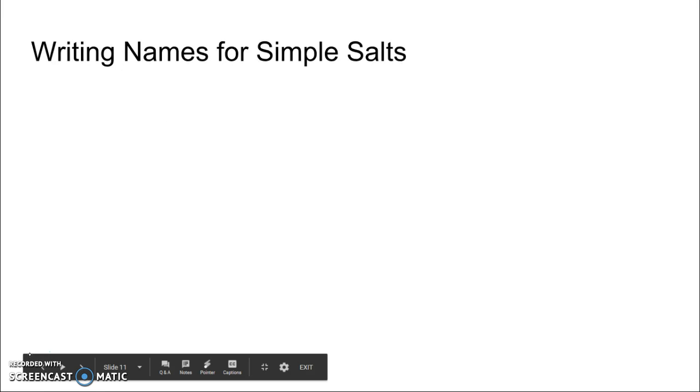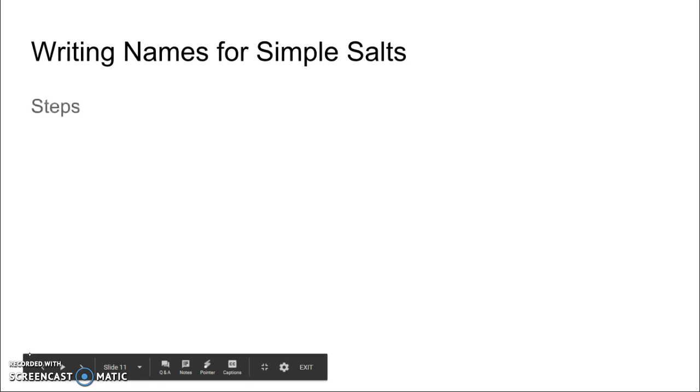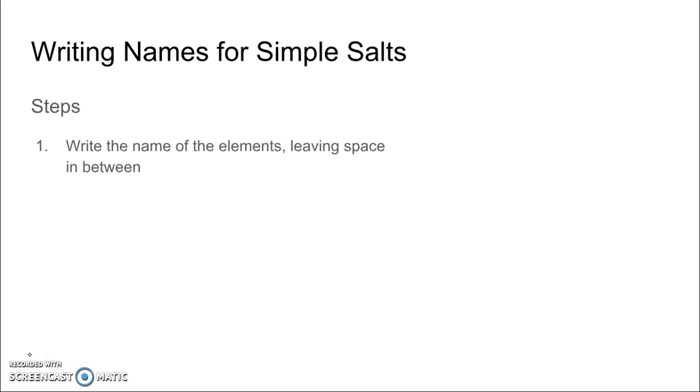Now let's get to what we actually want to learn about, and that's writing the names for simple salts. This is really simple, pun intended. There's only one step involved, and let me just show you it right here. You take the formula and write the names of the elements and leave spaces in between. That is literally all there is to going from the formula to the name. You just write out the whole name all the way out.